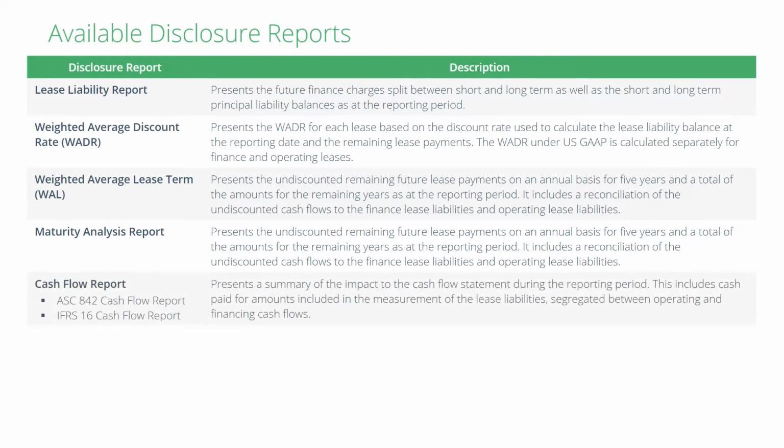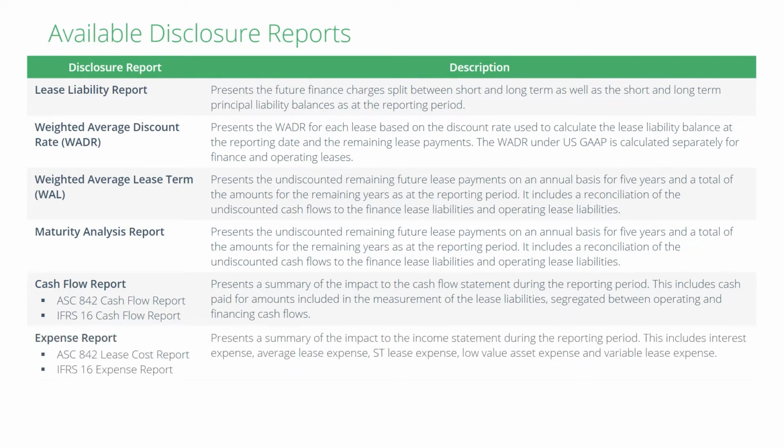Next is the cash flow reports. There are 2 separate reports, one for ASC 842 and another one for IFRS 16. The cash flow report represents a summary of the impact on the cash flow statement during the reporting period. This includes the cash paid for amounts included in the measurement of the lease liabilities segregated between operating and financing cash flows. Next is the expense report.